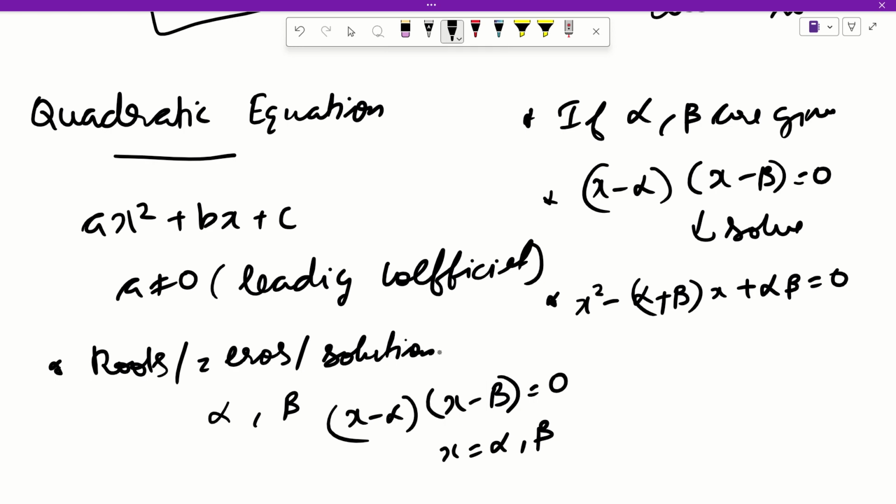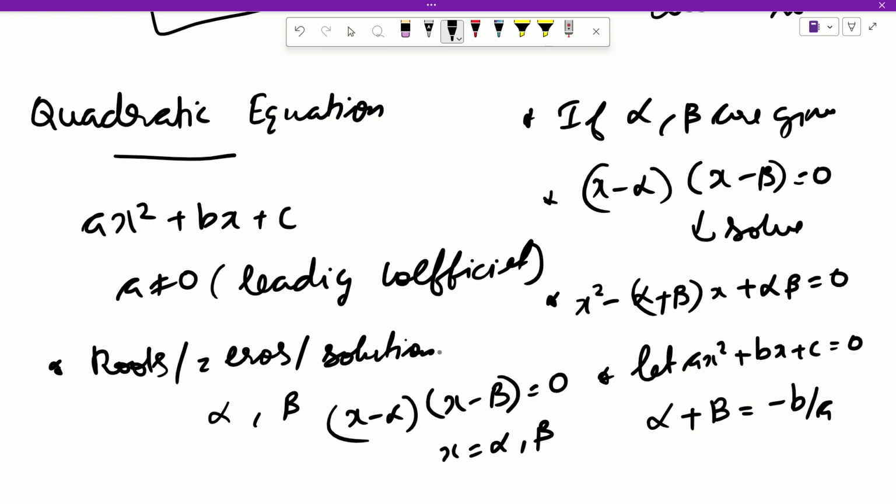Also, an entrance point. Okay, let ax square plus bx plus c equal to 0. Then alpha plus beta equal to minus b by a, and alpha beta is equal to c by a. Okay.